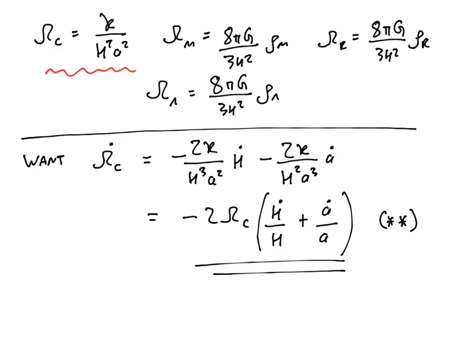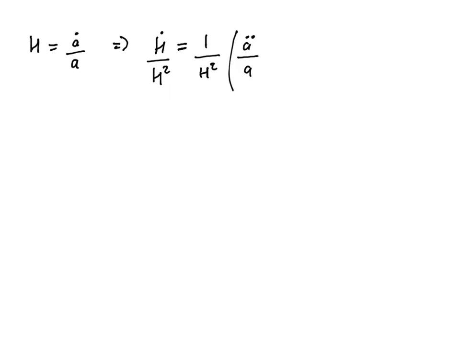Okay, so far so good. So now I want to work with this a little bit. It turns out it's helpful to have an expression for h dot. So let me now work out what that is. Recall that h is a dot over a. And so that means that h dot over h squared equals 1 over h squared times a double dot over a, that comes from differentiating the a dot, minus a dot over a squared. That comes from differentiating the a in the denominator.